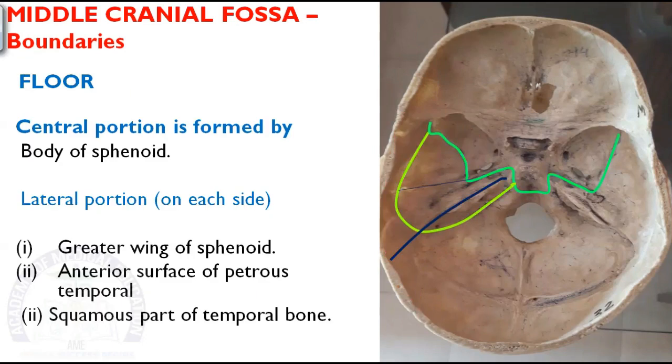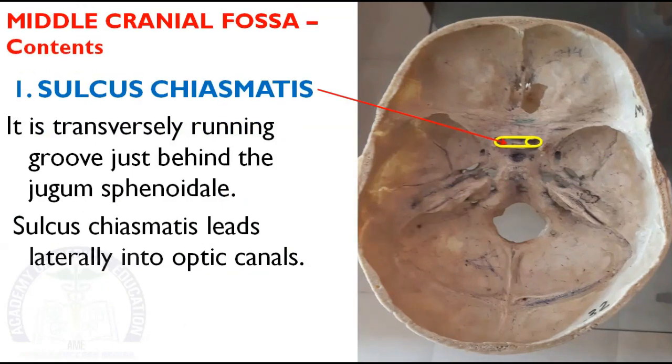Next is the floor of the middle cranial fossa. In the central portion it is formed by the body of the sphenoid bone. On the lateral portion it is formed by the greater wing of the sphenoid bone, the anterior surface of the petrous part of the temporal bone and the squamous part of the temporal bone. Now we come to the contents. What structures form the middle cranial fossa and what foramina are present, that we are going to discuss.